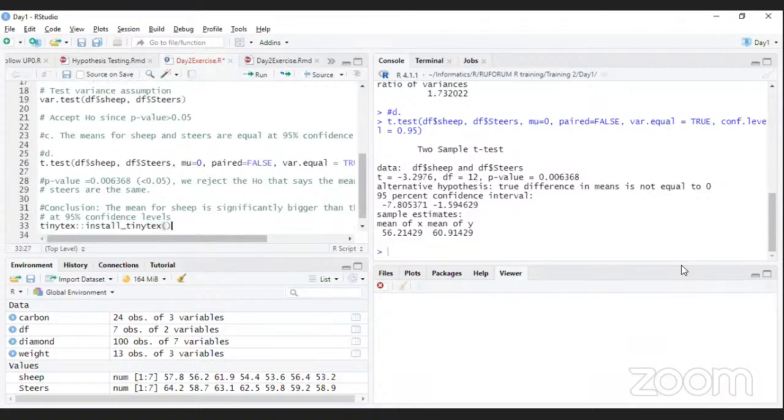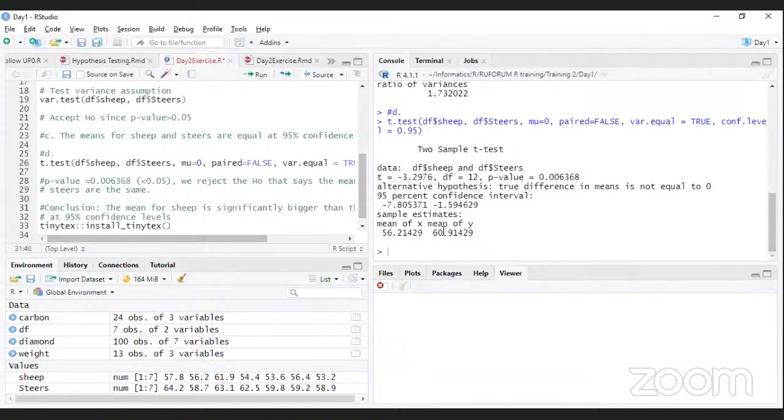In conclusion, we can say that because we have rejected the null hypothesis, that means the mean for sheep is significantly bigger than the mean for steers at 95% confidence level, right? The reason why I'm saying it's bigger is because when we ran our t-test, here at the bottom, it's telling us that the mean of x is 56.21429. The one for y is 60.